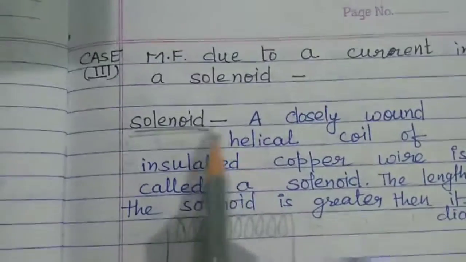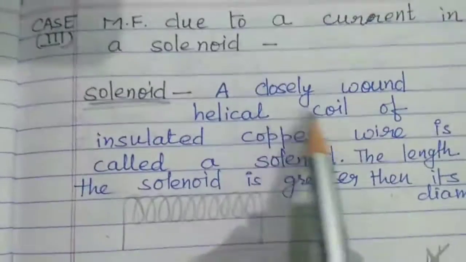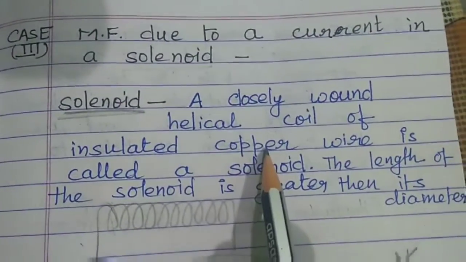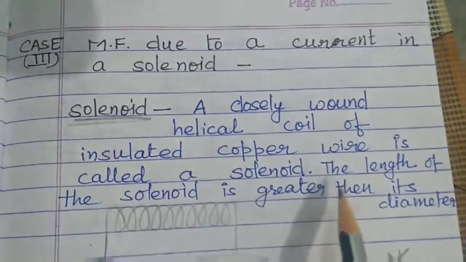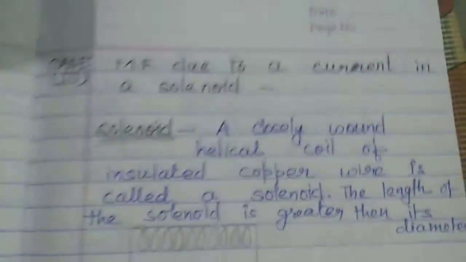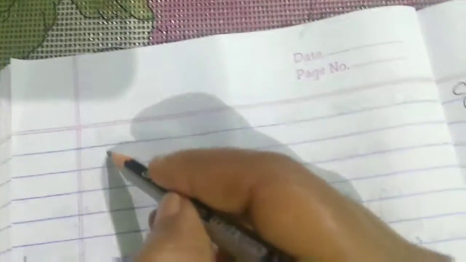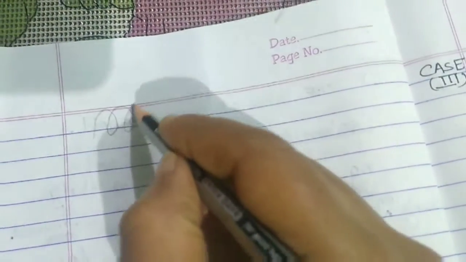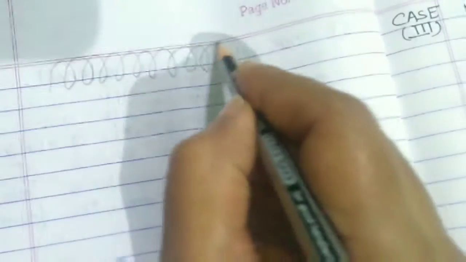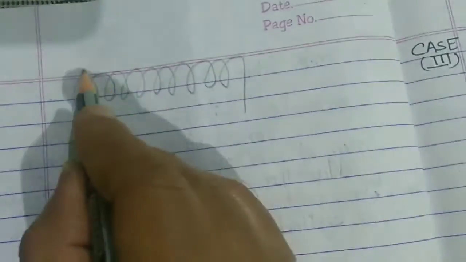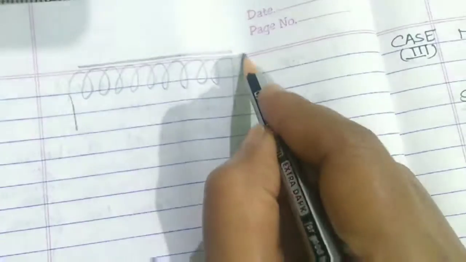A solenoid is a closely wound helical coil of insulated copper wire whose length is greater than its diameter. Like we made a helical loop of a certain length, and that length must be greater than its diameter. So that is a solenoid.